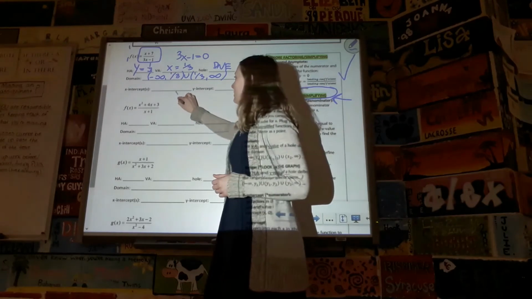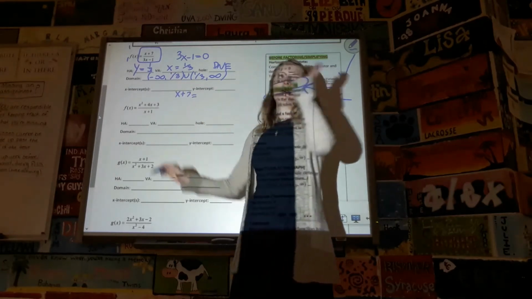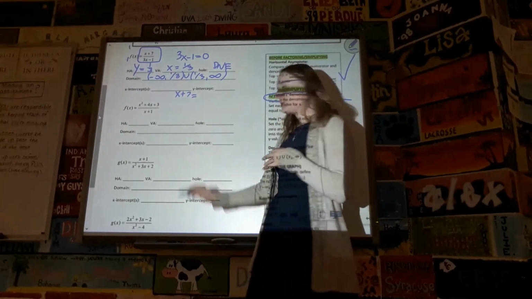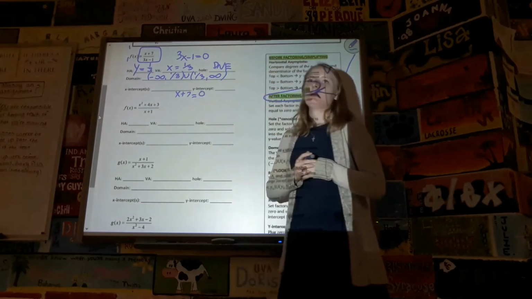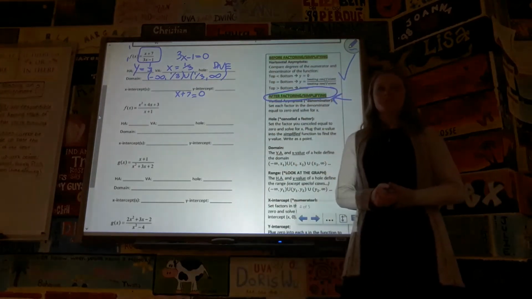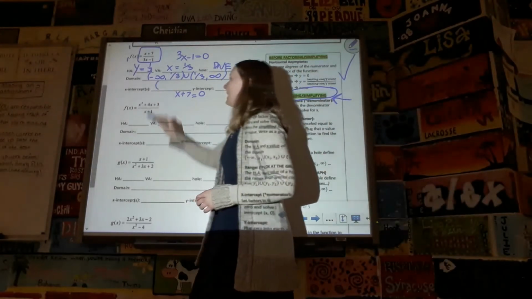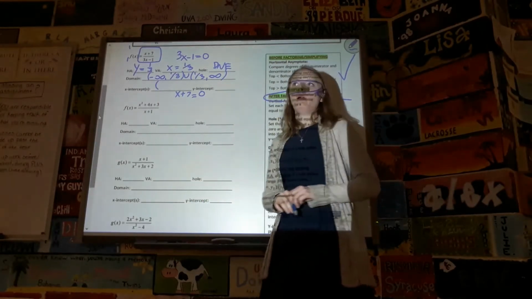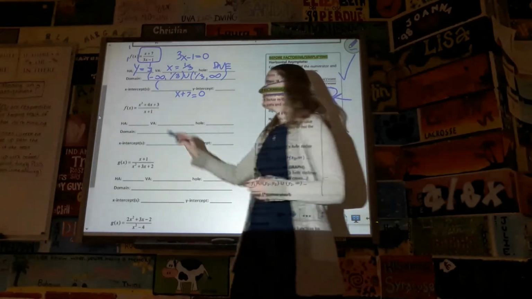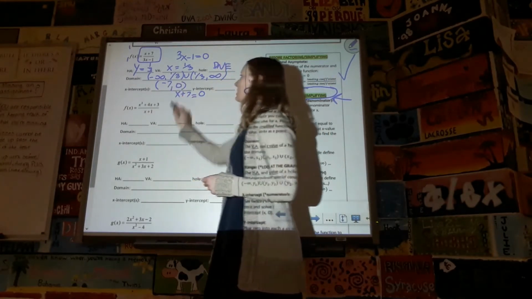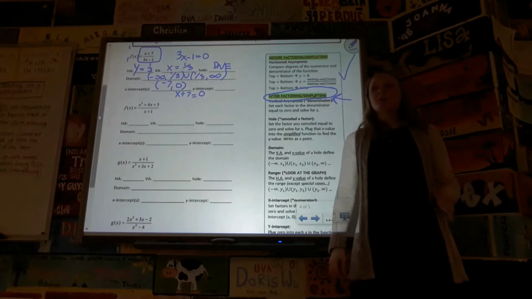You're going to take the numerator. You could have multiple things in the numerator. However many factors you have in the numerator, you're going to set each of them equal to 0, and you're going to solve for x. What would you get for x? How would you write that as an x-intercept? -7. Very simple. Whatever's in the numerator, set equal to 0.